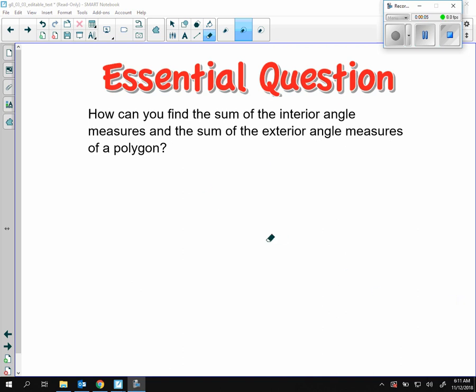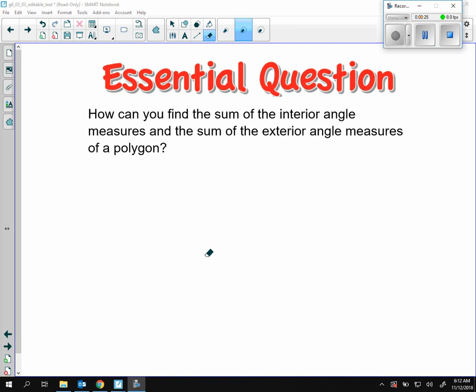Hello, so today we are looking at Chapter 3, Section 3. And our essential question is written right here, and this is something you should get down into your INB. How can you find the sum, so when you add together, the interior angles and the exterior angles of polygons?